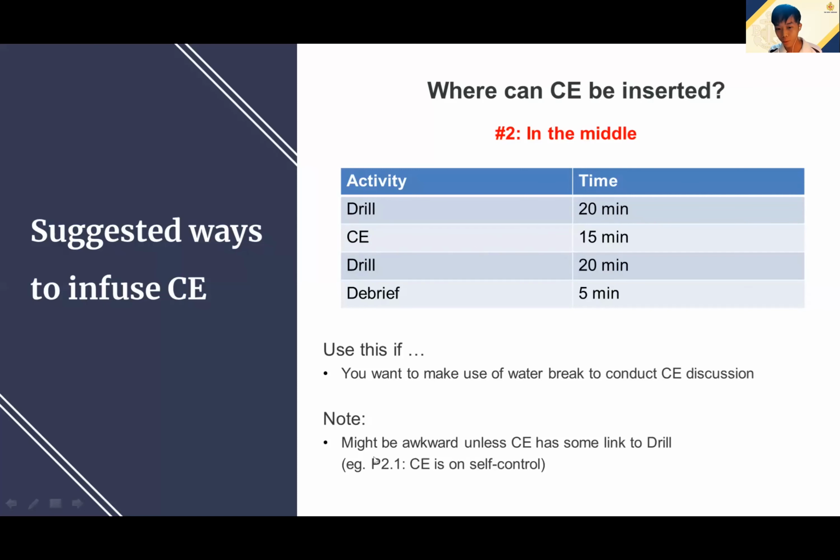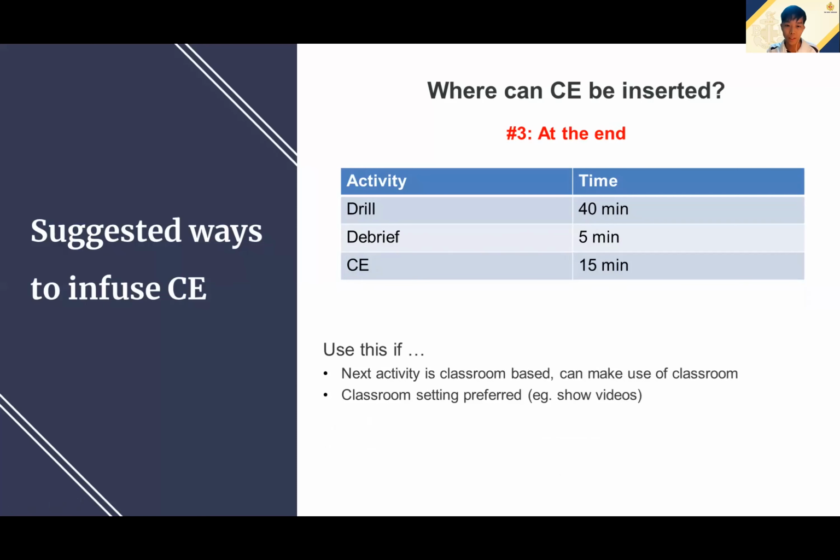So for example, 2.1 is on self-control, then perhaps there's some link to not adjusting, not fidgeting during drill, then perhaps it might work. But if not, it might be a bit awkward lah. The last one would be to put the CE at the end, meaning after you do drill. And I guess this would work if your next activity is a classroom-based activity and for some reason you want to conduct the CE in the classroom, because maybe you want to show some videos, then this might be preferred.